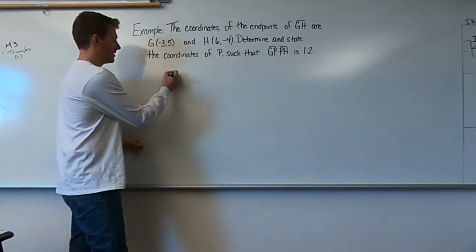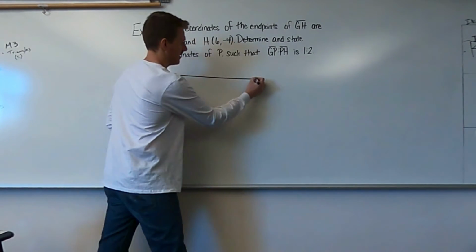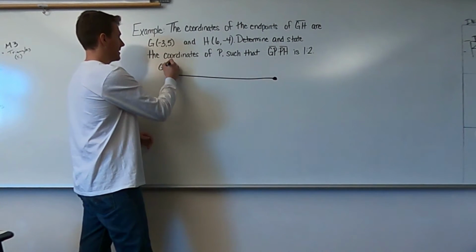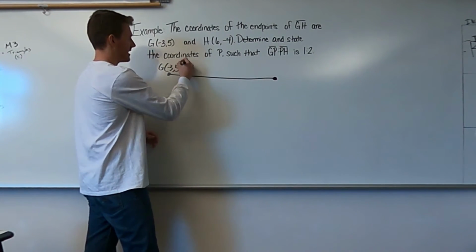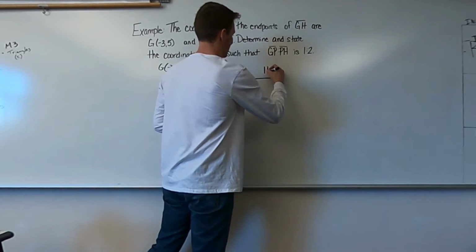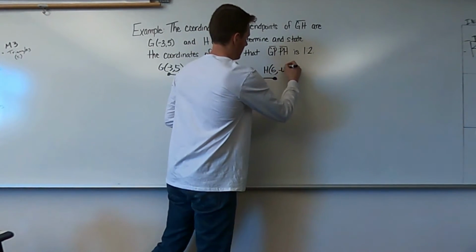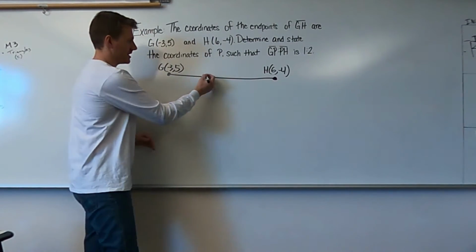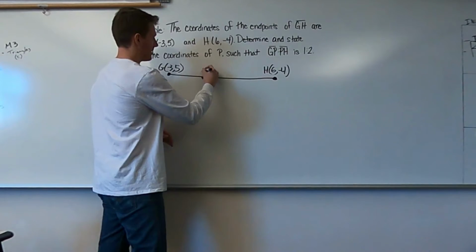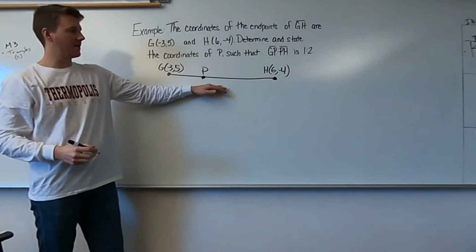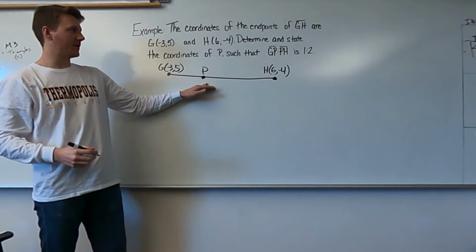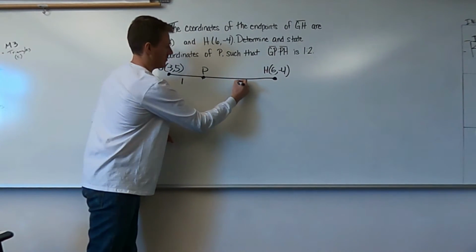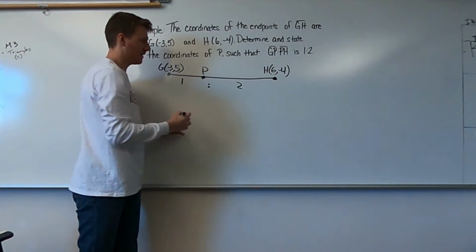So the first thing that we want to do is draw out a line with our endpoints, and we can label this. We know that G was at -3,5 and H is at 6, -4. And then we know that we need our partitioning point on here, and we don't know the coordinates of it yet, but we can label this, and we know our ratio is 1 to 2. So this would be our ratio right here.